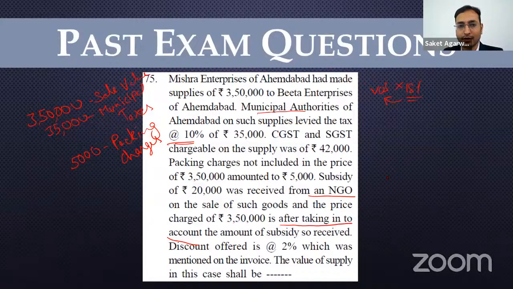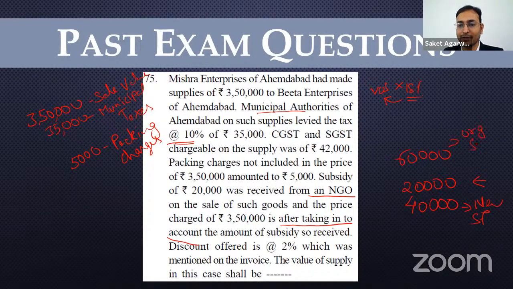Correct? Because what is the logic of subsidy? Our original selling price is there. In our example, the original selling price was 60,000. There is an NGO or government which comes and says 20,000 they will pay. We reduce our selling price by that and we have a new selling price. And this was our original selling price.